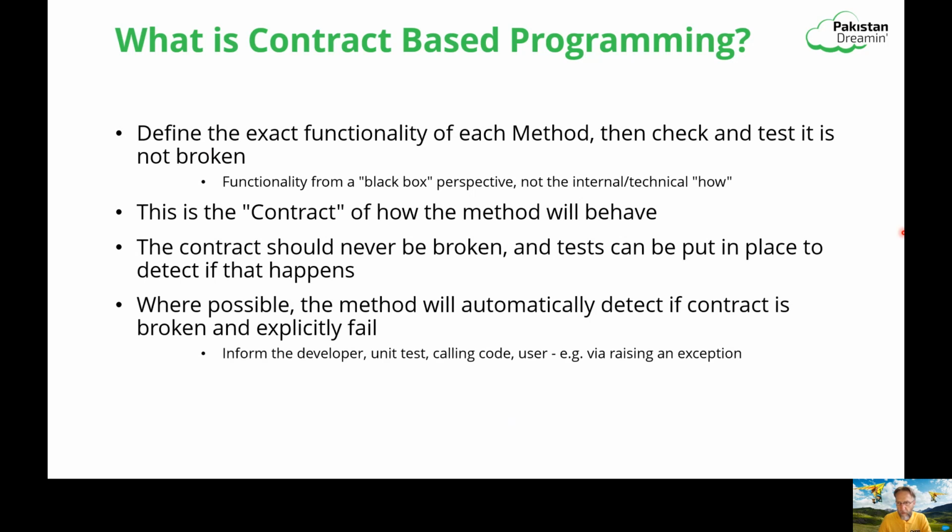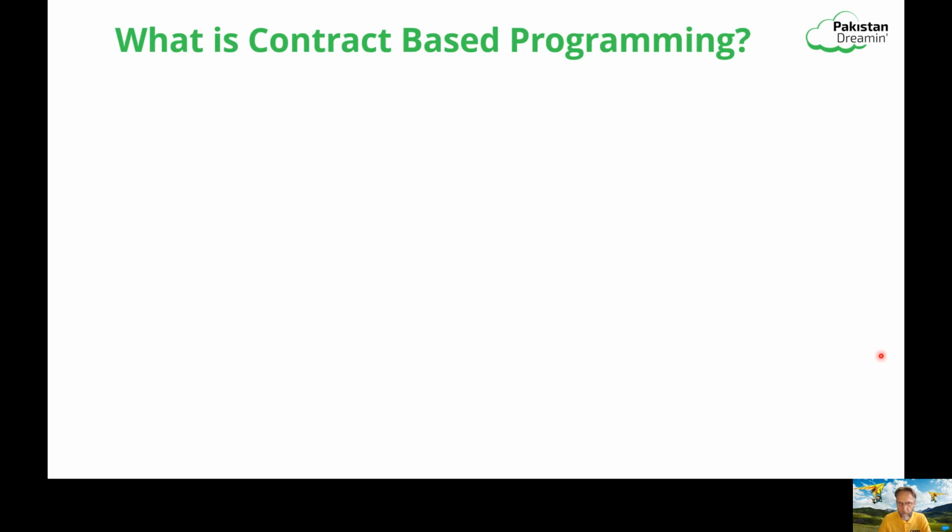Where possible, you want the method to automatically detect if the contract's broken and explicitly fail. You can't always detect every type of contractual condition, but many of them we can, and we can put automation in place to detect that, which we'll have a look at. In which case you can inform the developer or the unit test or the calling code of that failure, usually by raising an exception.